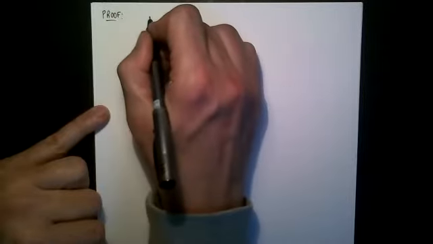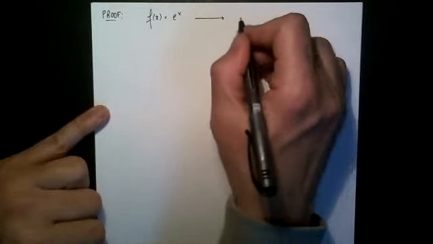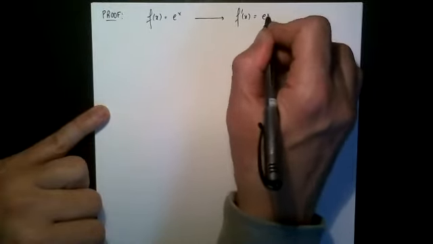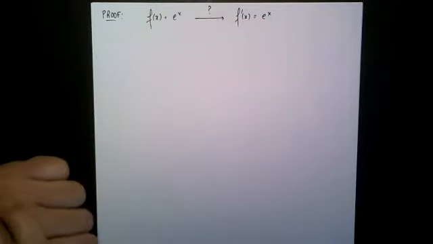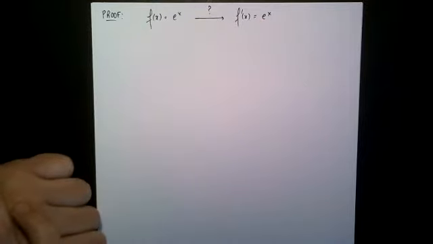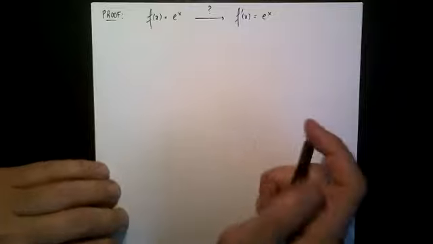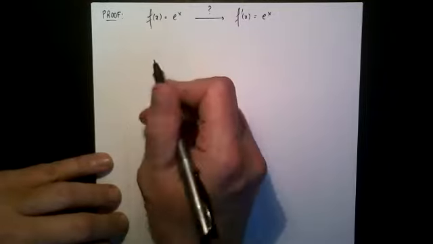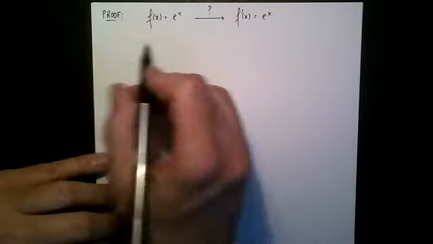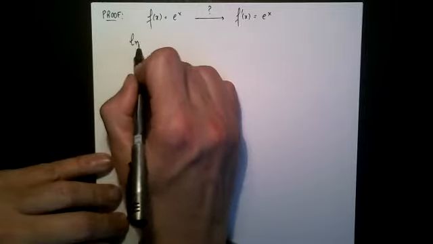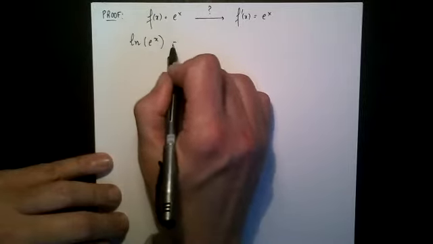Let's prove the third property, the third derivative now. So if f of x is equal to e power x, then f prime of x stays e power x. Okay, so let's prove this. So I'm going to state something for you guys. Ln of e power x, what is that equal to?